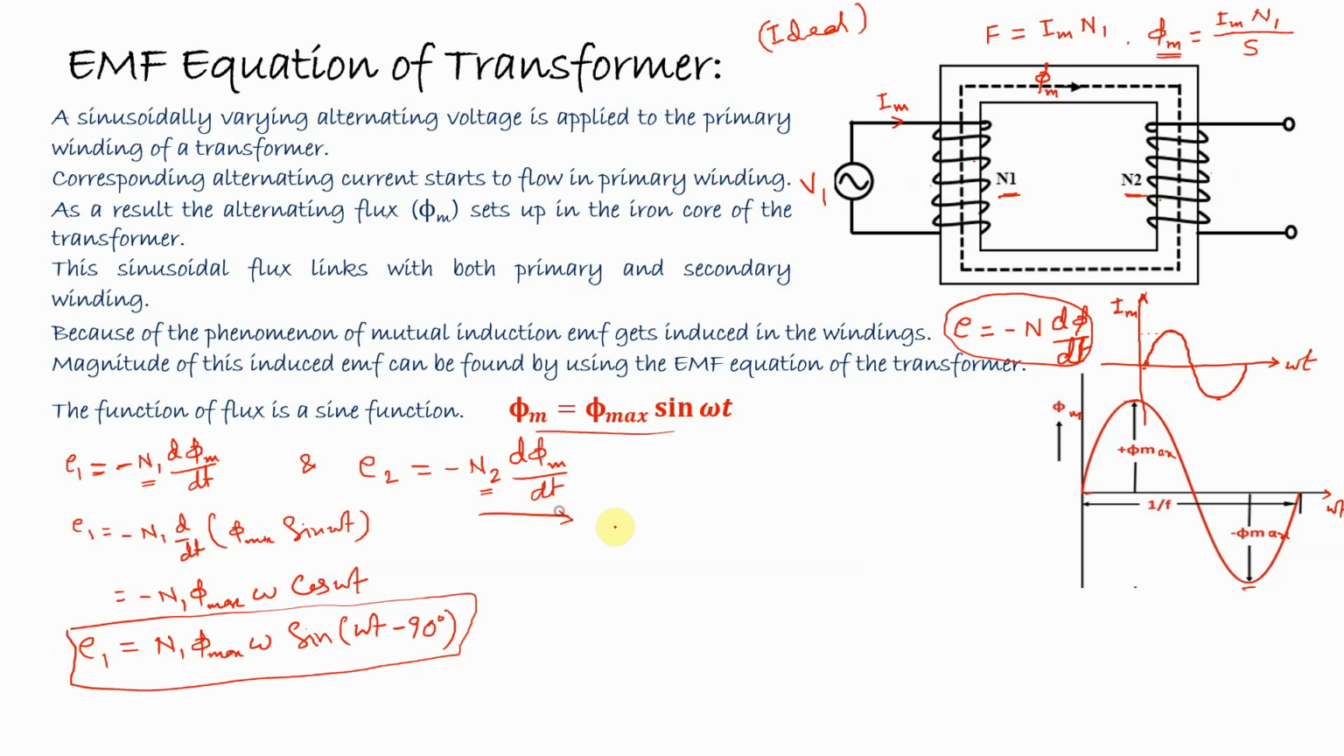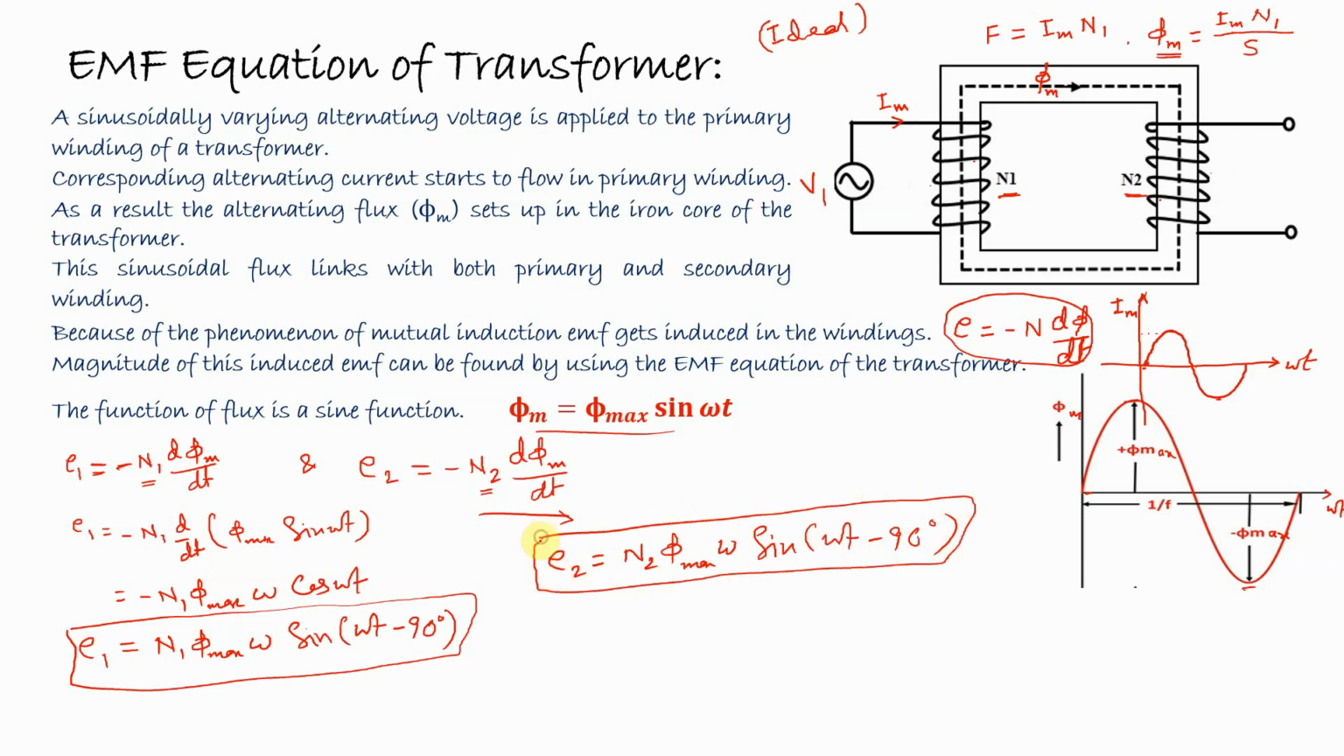Similarly, from the secondary side, E2 can also be calculated in the same process, and E2 can be written as N2 phi max omega sine of omega t minus 90 degrees. So these are the instantaneous EMFs induced in the primary as well as in the secondary side. Here we can see that everything is the same except the number of turns.